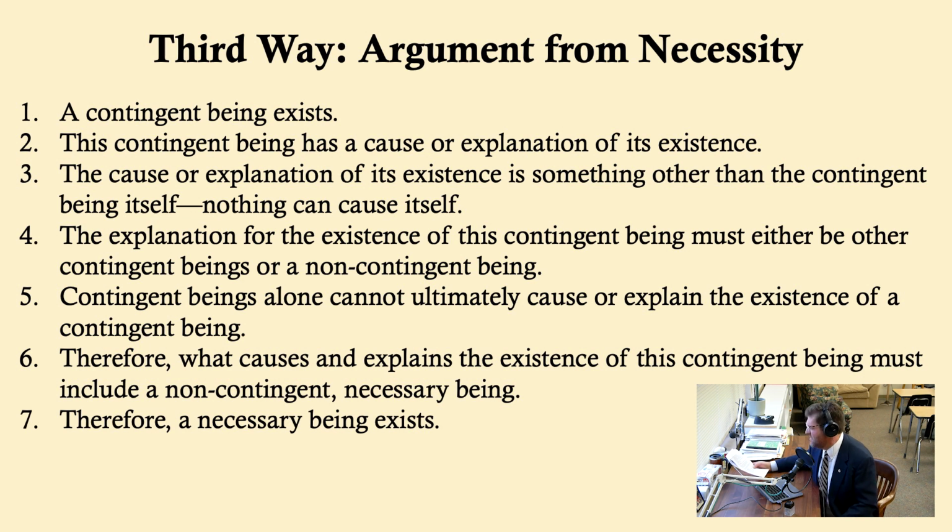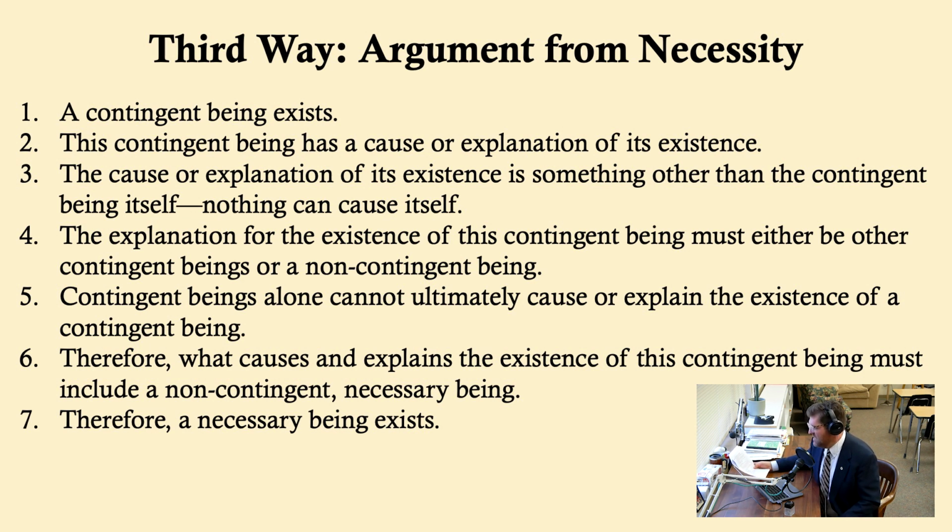The cause or explanation of its existence is something other than the contingent being itself. So I cannot Wahlberg myself into existence. I had to be brought into it. So the explanation for the existence of this contingent being must be either other contingent beings or a non-contingent being. A non-contingent being means something which is necessary. Frankly, I am not necessary. I am not needed in the world. The world doesn't need me. And if I didn't exist, then things would go on. I'm sure everyone would be sad. I get it, right? Everybody's going to be sad if Mr. Wahlberg stopped existing, or if Mr. Wahlberg never existed. The world would continue. I am a contingent being. The world doesn't need me.